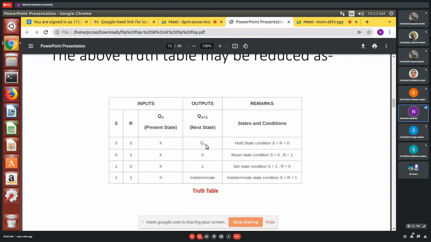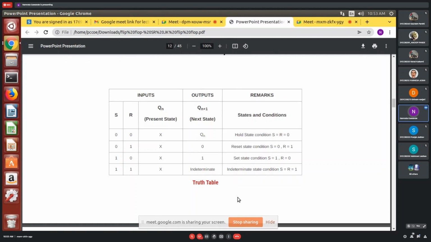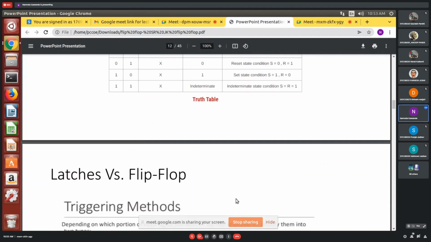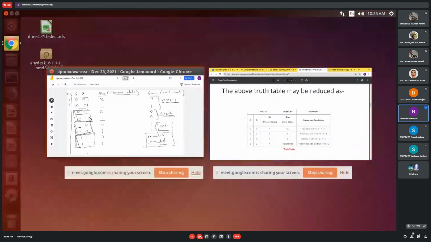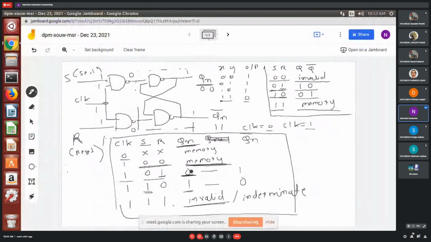For memory, it is written as Qn, because if the next state is Qn plus 1, the previous state is Qn. So this is the reduced form of the truth table of the SR flip-flop. Now just tell me, have you understood this particular part? Have you understood this, students?